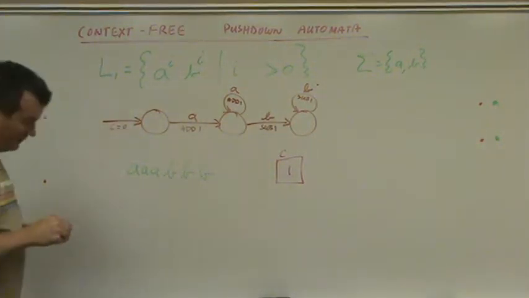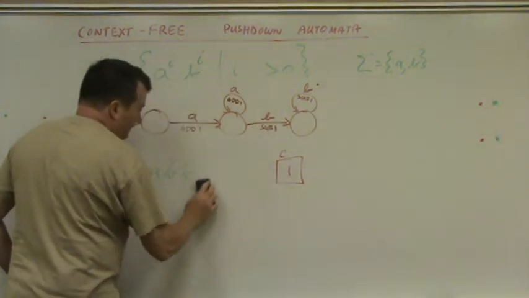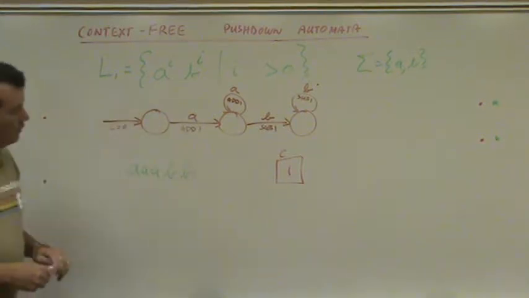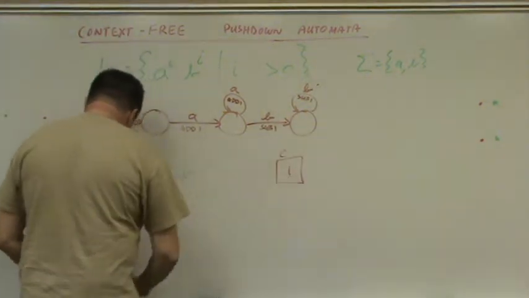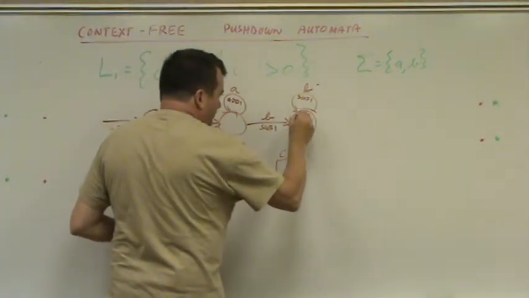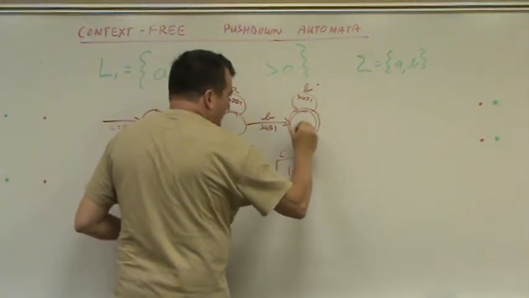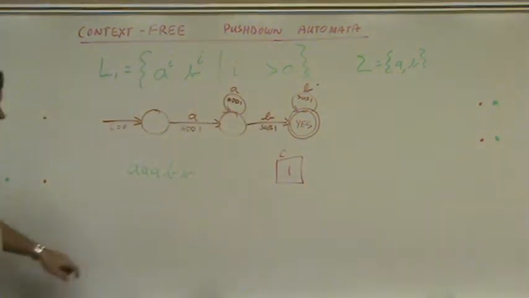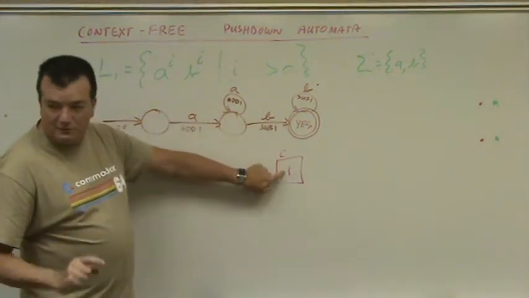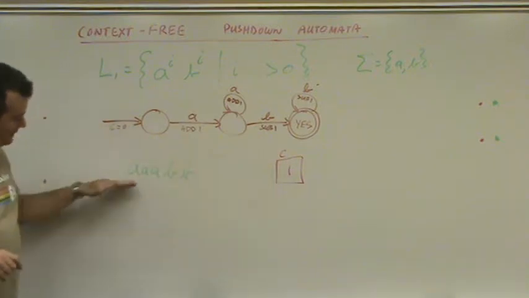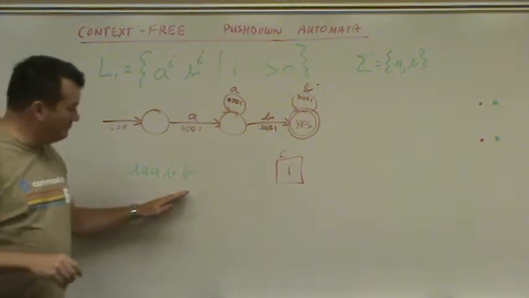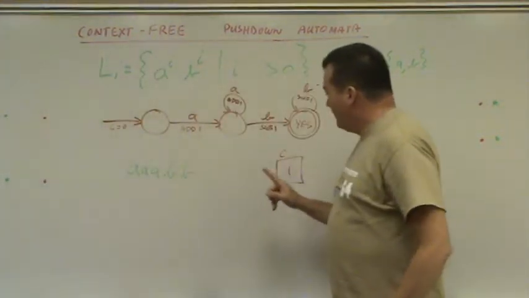So let me first do this. I'll say without this B and with this B, and we'll compare the two. Suppose we've read these 5 letters and we are now in this state. I'm going to put a double circle around it, and I'm going to put a yes in the box. But we're in this state, and our counter says 1. Is this word part of our language? It's not. And why is it not part of our language? Because the counter value is not set to 0.